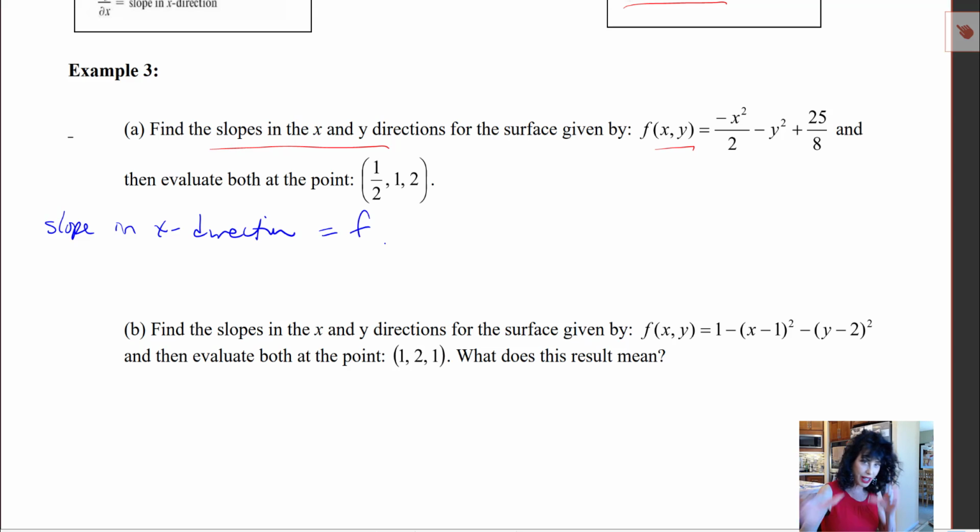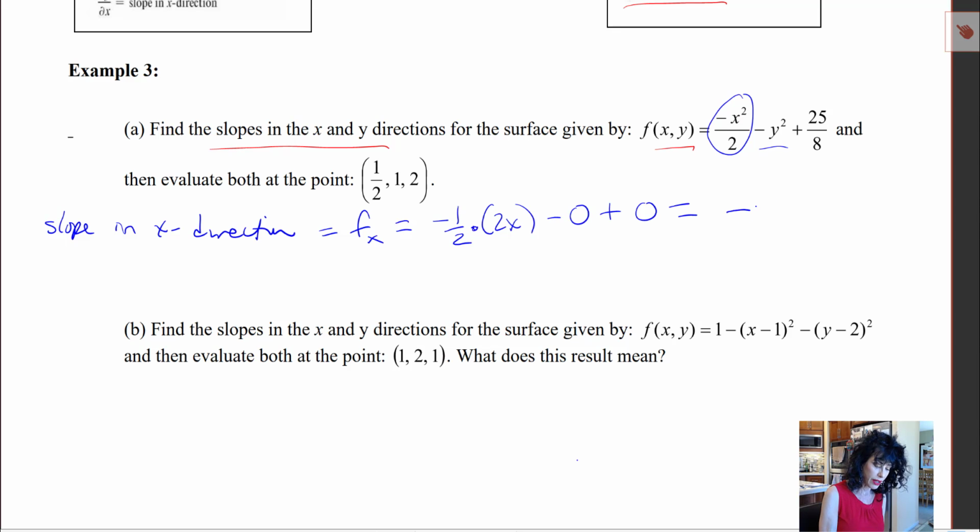So put on your special glasses, you're going to hold y constant, and you're going to differentiate with respect to x. Here we go. What is the derivative of negative x squared over 2 with respect to x? Well, it's negative a half times the derivative of x squared with respect to x. That's just 2x. And we're done with that term. How about the derivative of negative y squared with respect to x? That's 0. And of course, the derivative of 25/8 is 0. So after we clean this up and simplify, we get the slope is negative x.